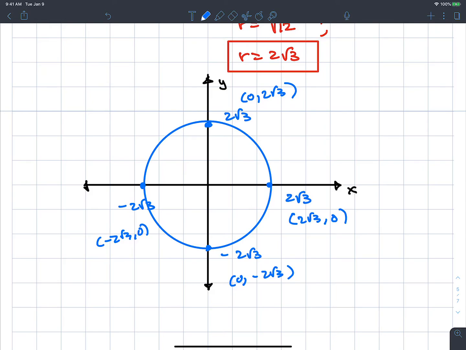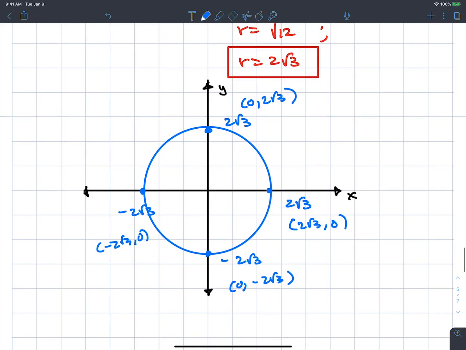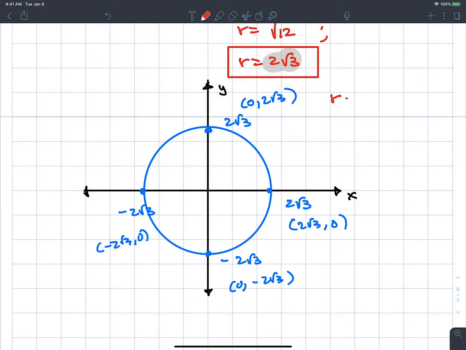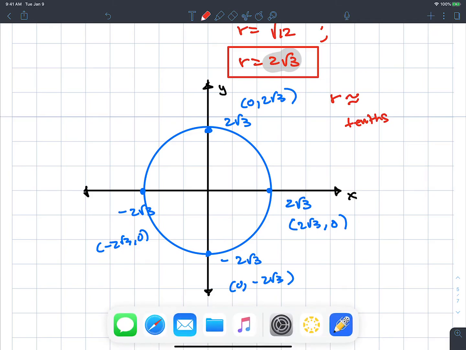Now this is what you can do. Another thing that you can do is you can really approximate now if you want. Go back to 2 square root of 3. This is an irrational number. You can approximate this. And so approximate to the tenths here, because we're just going to sketch, meaning 1 decimal place, tenths. We got to approximate 2 square root of 3, so we're going to need a calculator for that.